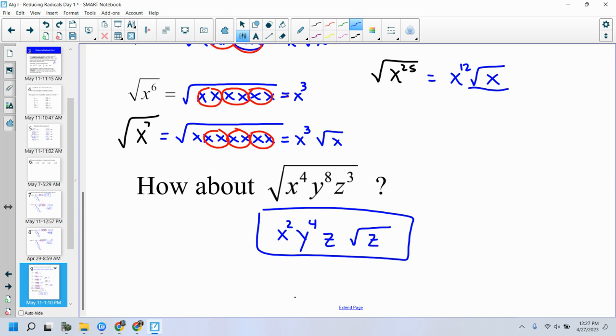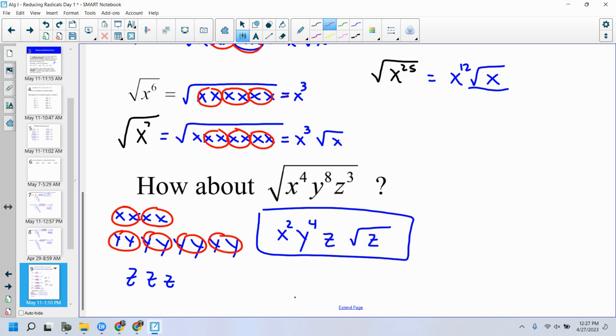Again, if it's odd, you subtract 1 from the power, then divide by 2. Now, could I have written it all out? Could I have said 1, 2, 3, 4, 1, 2, 3, 4, 5, 6, 7, 8, 1, 2, 3? Of course I could. I've got 2 buddies with my x's, 4 buddies with my y's, a buddy with my z, and a z staying in. Totally fine.